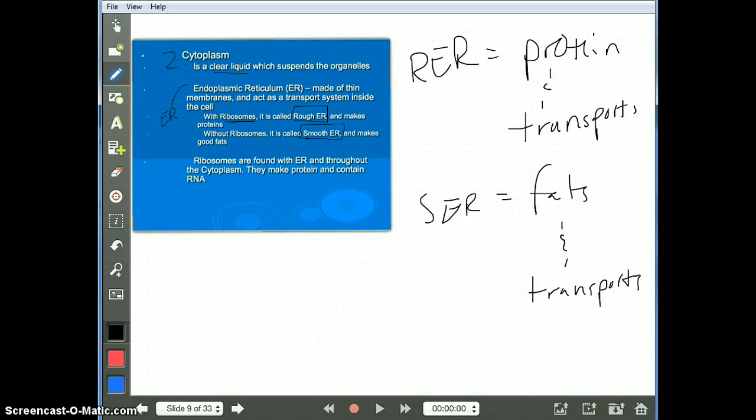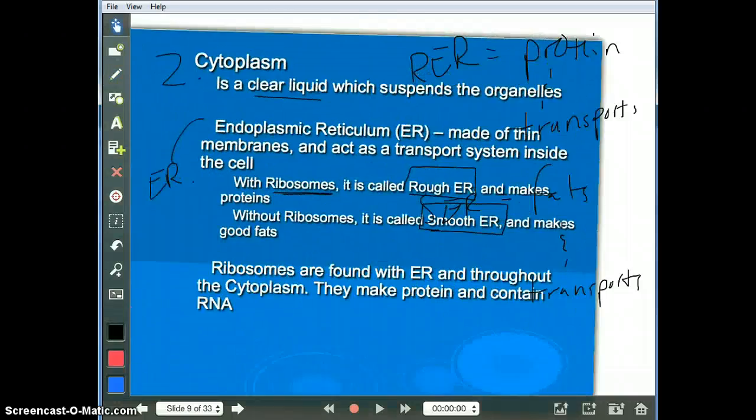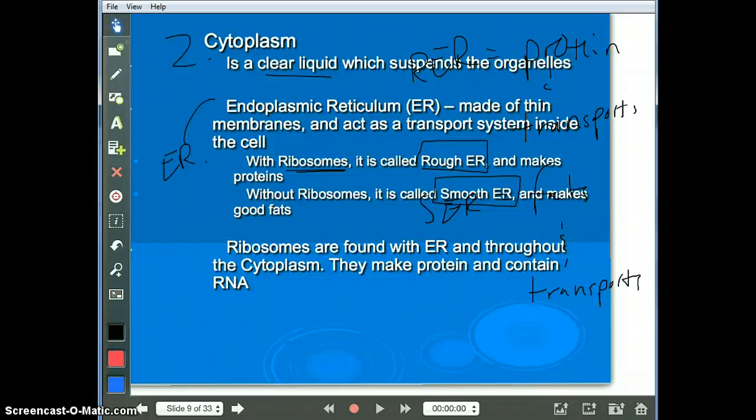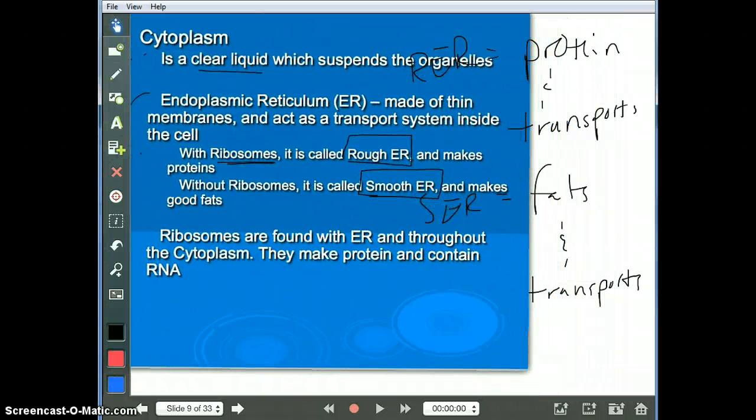Okay, so the rough ER and smooth ER's job is to transport, the highway of the cell, but if it has ribosomes, the ribosomes' job is just simply to make proteins. So if you have ribosomes on the transport system, then it's going to make proteins and transport those. Without the ribosomes, it's just going to make fats and transport the fats. Now, if I look down at the bottom, it's just looking at the ribosome itself. Here, zoom out to the side. You can see that the ribosome, again, is found throughout the cell. Its job is to make protein.